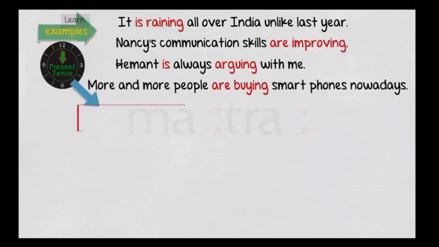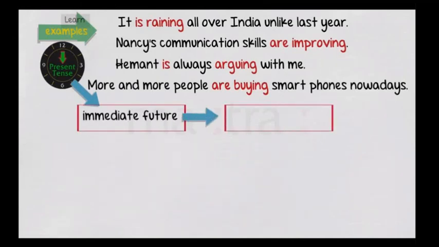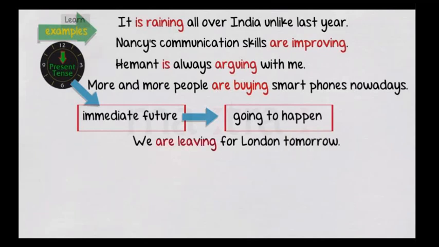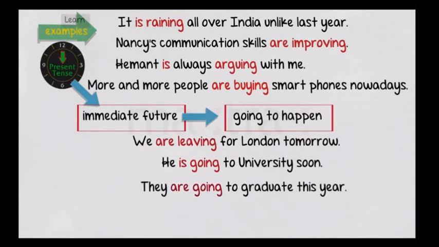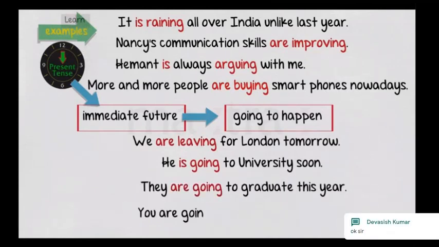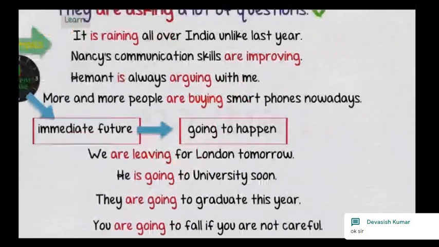We also use this form to show something in the immediate future, meaning something that is going to happen very soon. We are leaving for London tomorrow. He is going to university soon. They are going to graduate this year. You are going to fall if you are not careful.